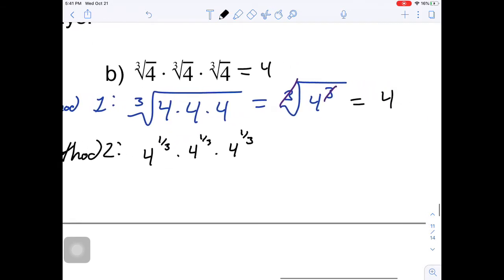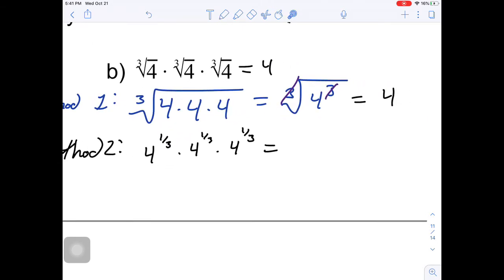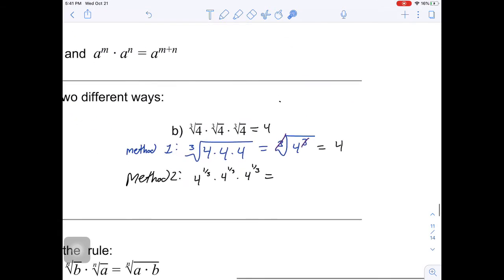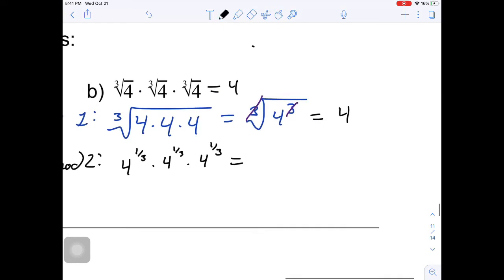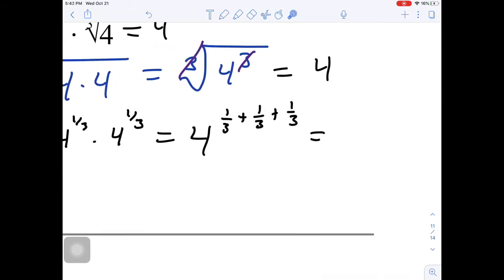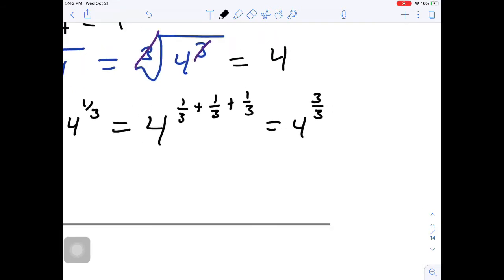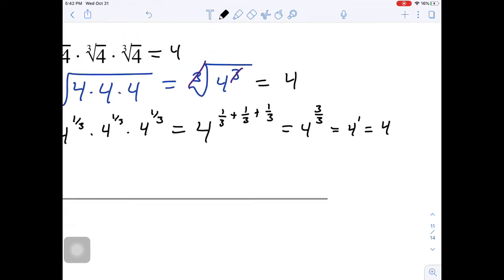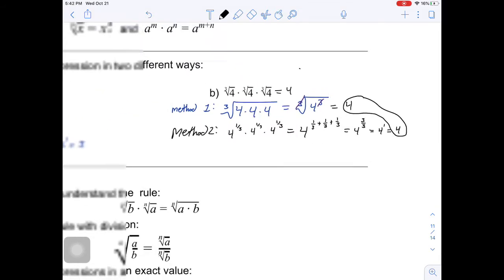And what's going to happen here is since we all have similar bases, 4, 4, and 4, just like up here, A and A, we're going to take our exponents and add. So I'm going to get a single base, and I'm going to add all of these exponents. And then what I'll end up getting is 1 plus 1 plus 1, which is 3. So I'll get 3 over 3, 4 to the power of 3 over 3. And remember, 3 over 3 is simply 1. So 4 to the power of 1, which is just 4. So we get the exact same answers there.